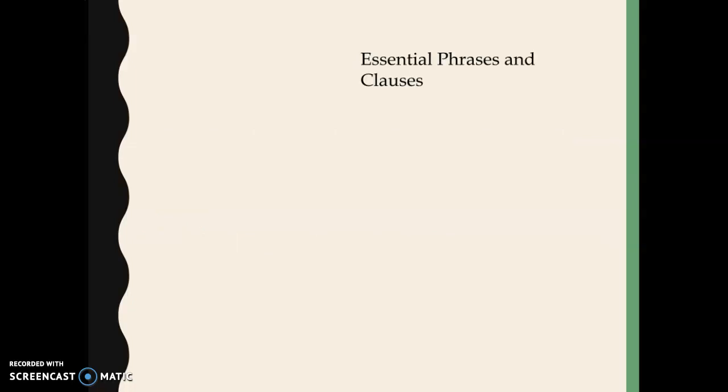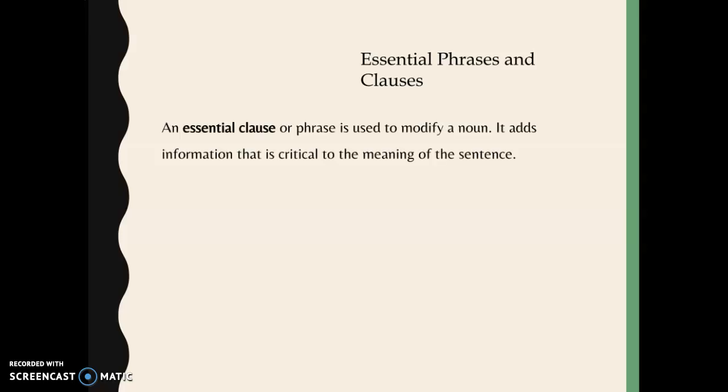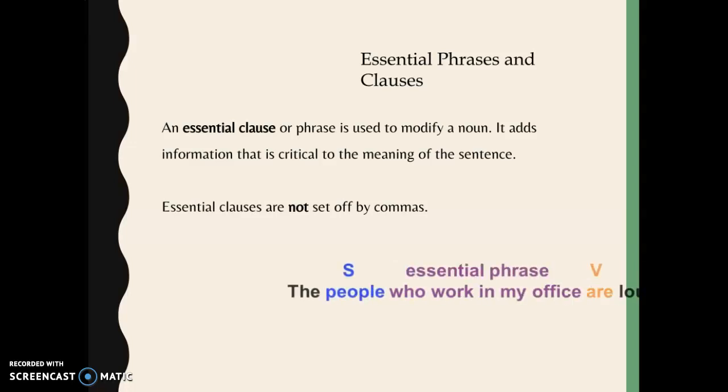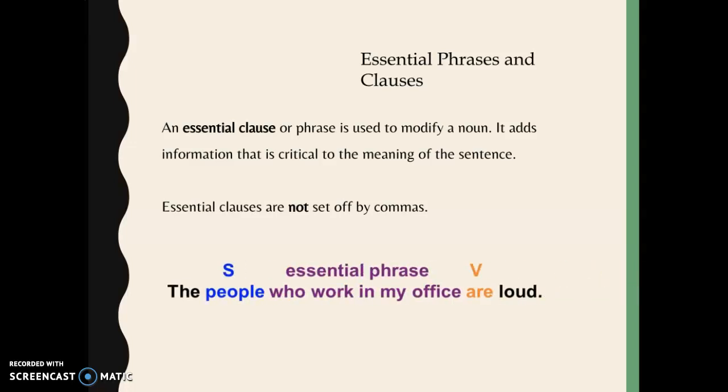Essential phrases and clauses. An essential phrase or clause is used to modify a noun. It adds information that is critical to the meaning of the sentence. Essential clauses are not set off by commas. Essential phrases and clauses are elements that do not have commas placed around them.